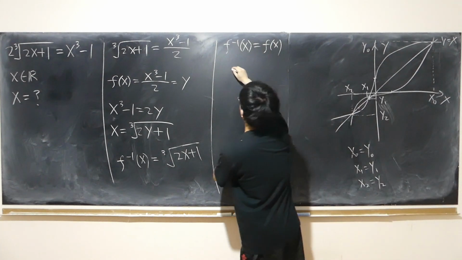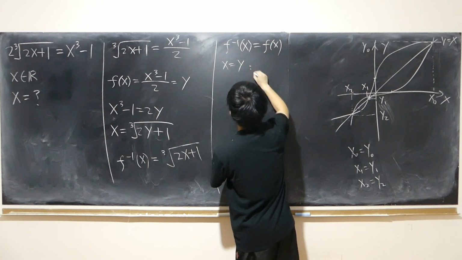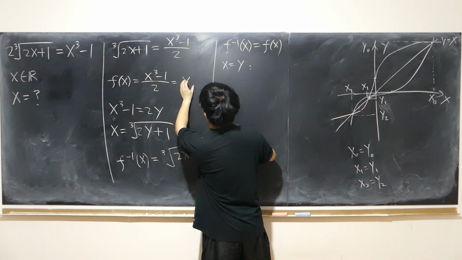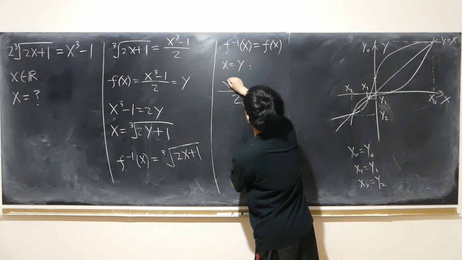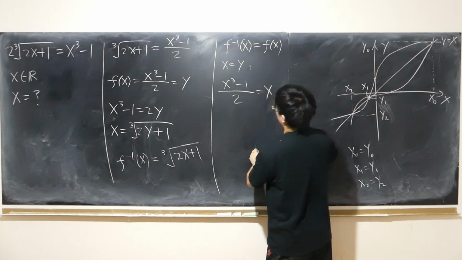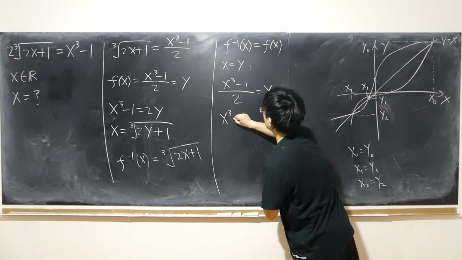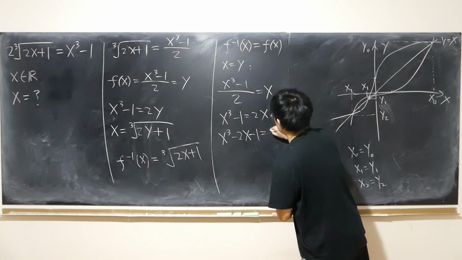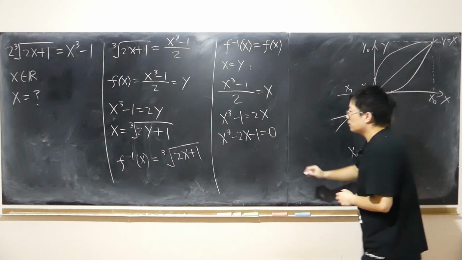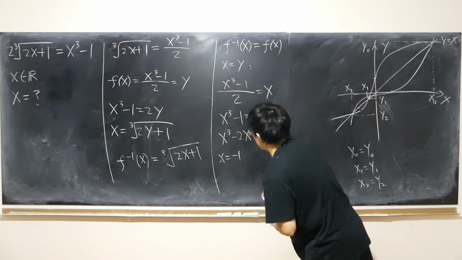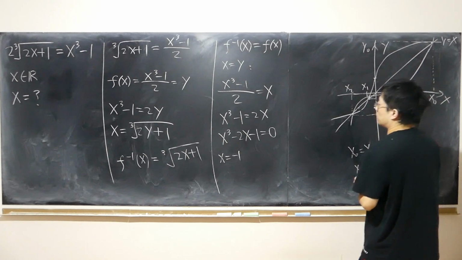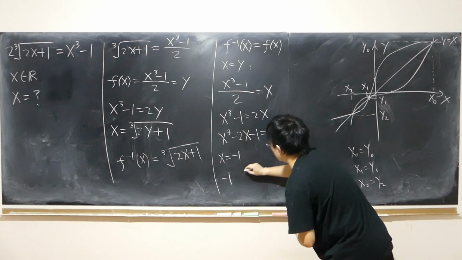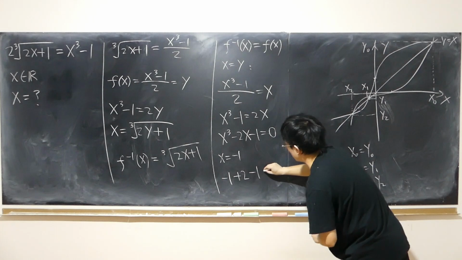So generally x equals y, which means x equals this part. x equals exactly x. And so x cubed minus 1 equals 2x, so x cubed minus 2x minus 1 equals 0. So if we let x equal negative 1, this becomes negative 1 plus 2 minus 1, exactly 0.